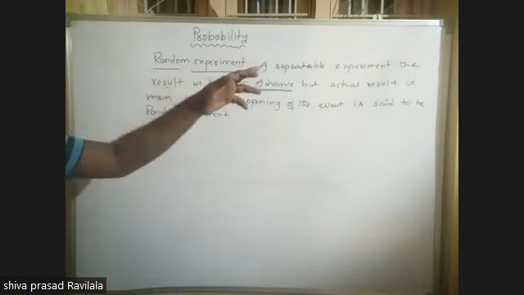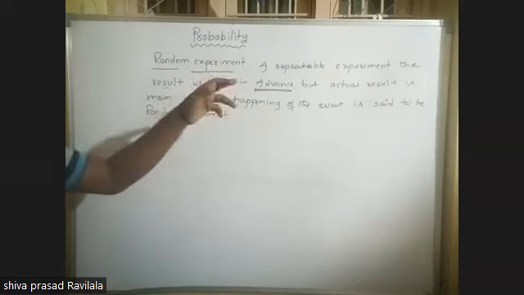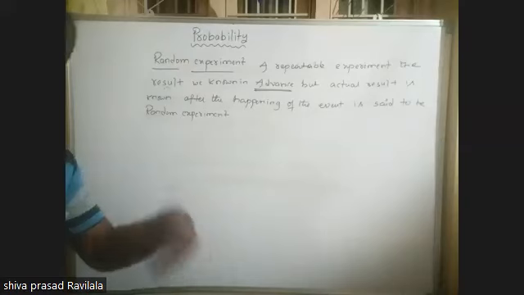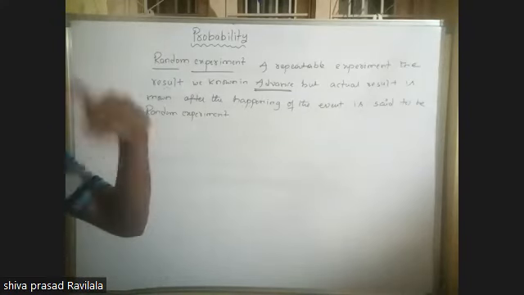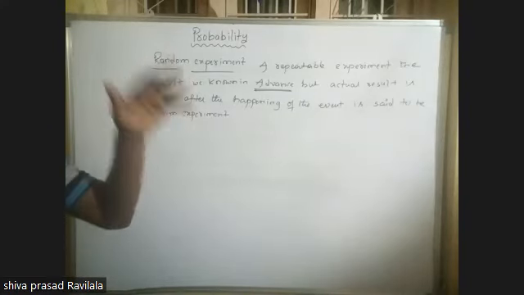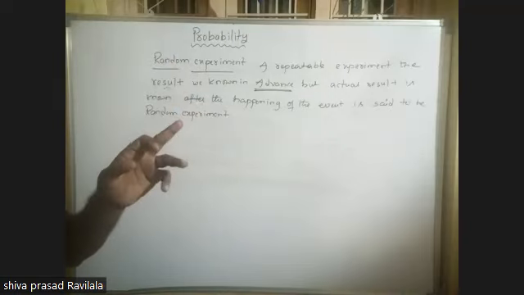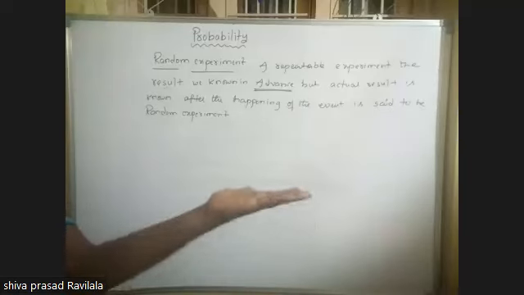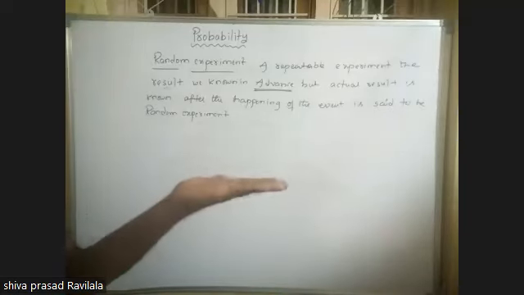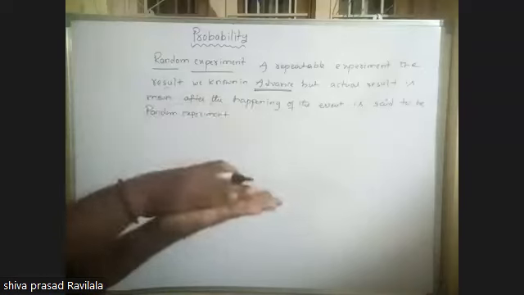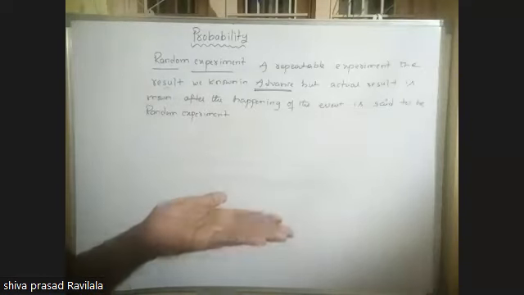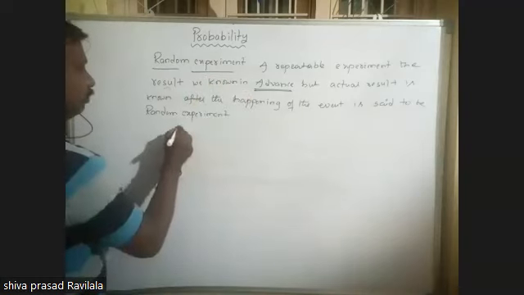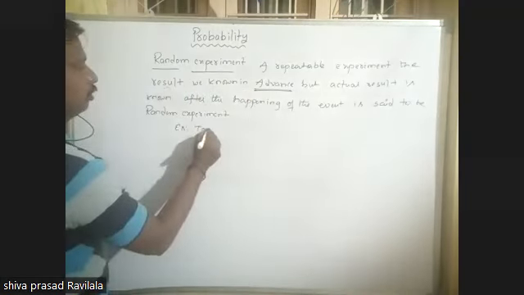A repeatable experiment, the result we know in advance. Before tossing the coin, we know that it may be head or tail. It will compulsorily be head or tail. But we don't know the actual result yet. That will be known after the happening. After I spin the coin, it may land on the side or in my hand. At that time, after removing the hand, we can say that is head or that is tail. That one is said to be a random experiment. Example: tossing a coin.